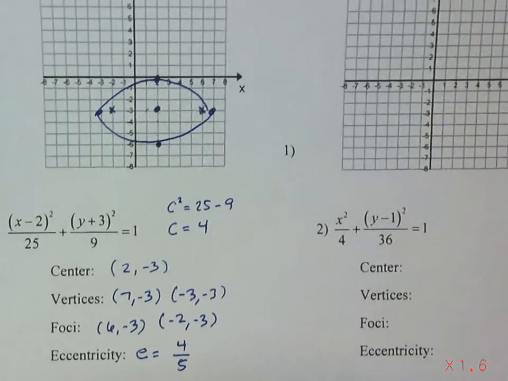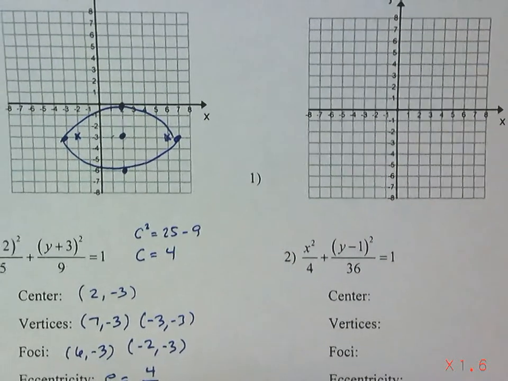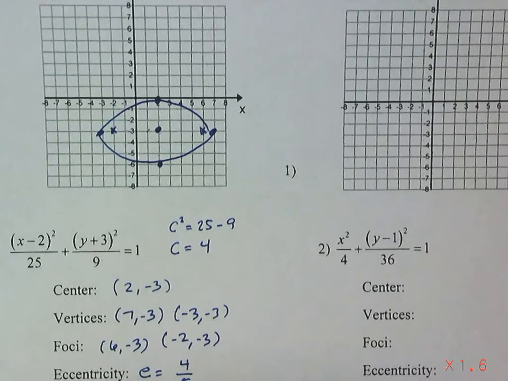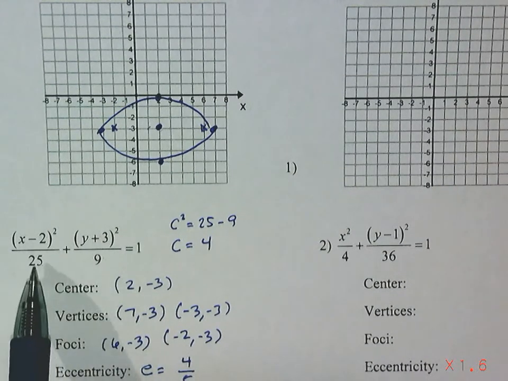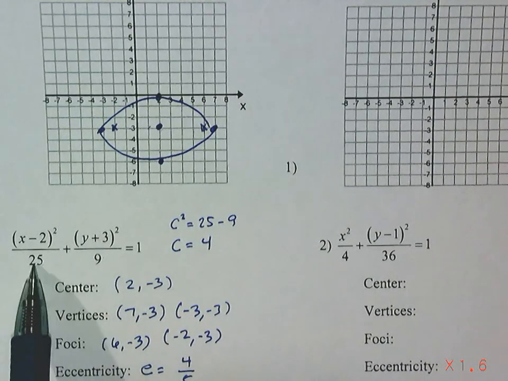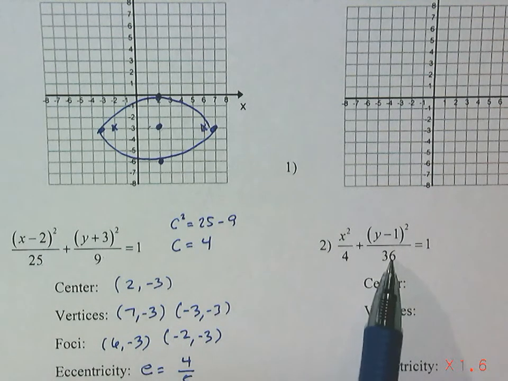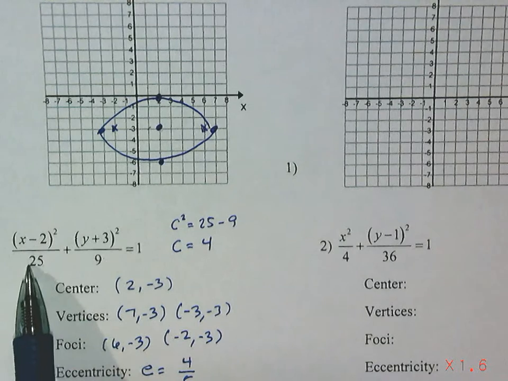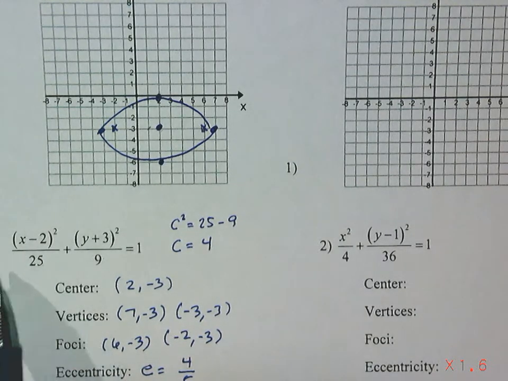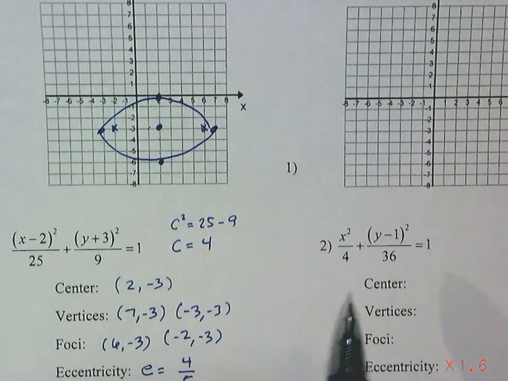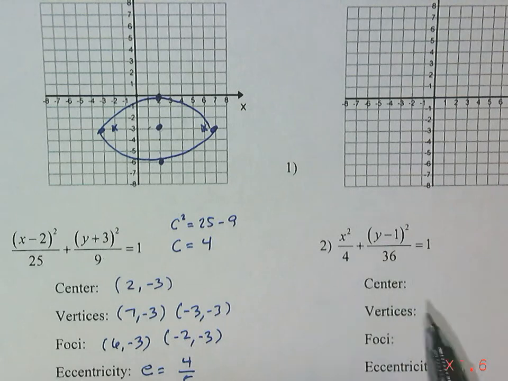My next example, let's compare them really quickly. a is always the larger number. So a squared was 25. Here, a squared is going to be 36. In the first example, the larger number was under the x, so it looked like a football lying down. Here the larger number's under the y, so it's going to look like a football going up and down.